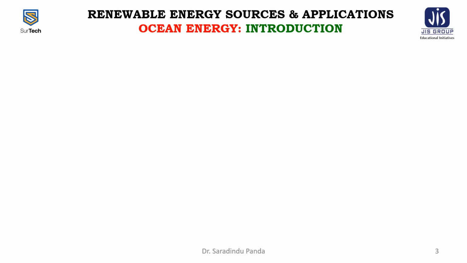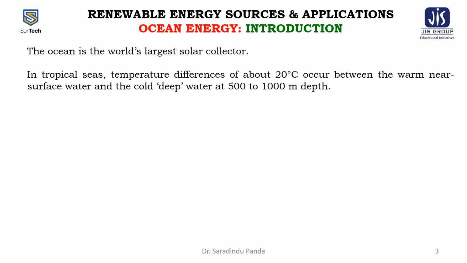Now come to the introduction of ocean energy. The ocean is the world's largest solar collector. In tropical seas, temperature differences of about 20 degrees centigrade occur between the warm near surface water and the cold deep water at 500 to 1000 meter depth. Heat engines can operate between thermal sources and sinks which have a relatively small temperature difference, but their intrinsic efficiency is small due to the laws and practicalities of thermodynamics.